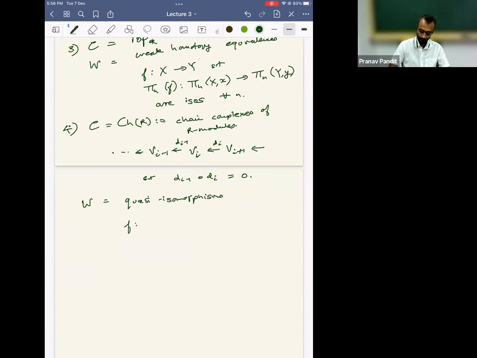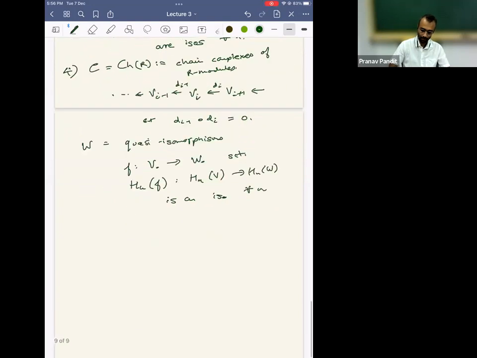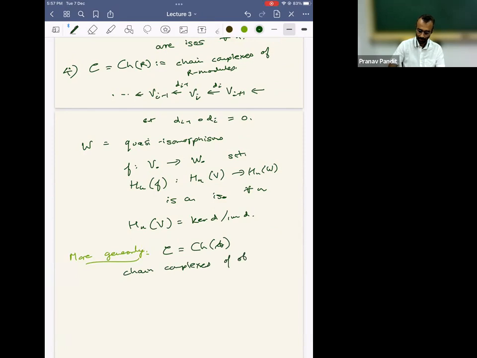Which are the maps f from V to W, such that the nth homology map H_n(f), mapping H_n(V) to H_n(W), is an isomorphism for all n. And H_n is defined to be the kernel of d divided by the image of d. Okay, so this is another example. Could take chain complexes of R-modules, or more generally, you could take C equal to chain complexes in A, where A is some abelian category. So C is chain complexes of objects in any abelian category.